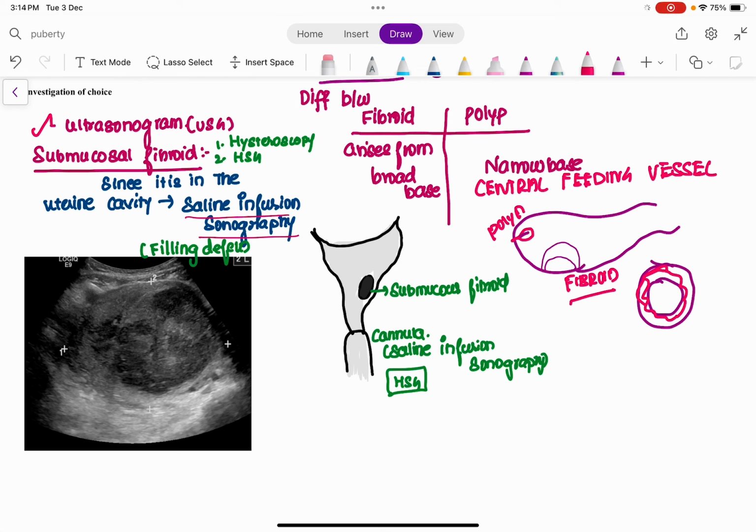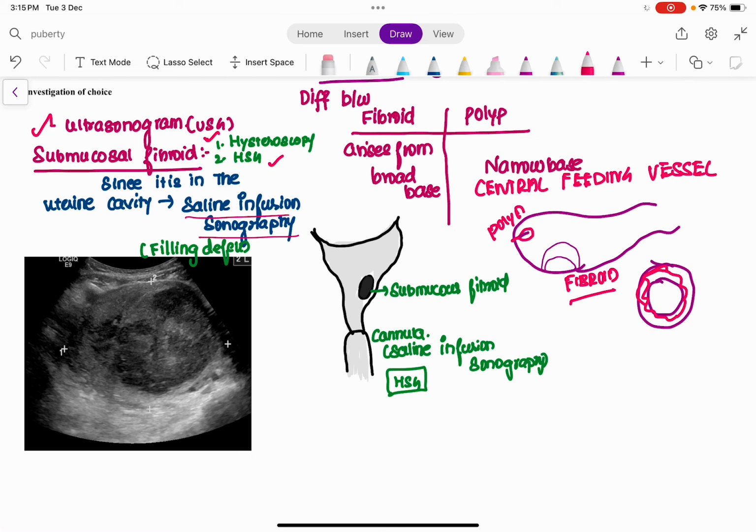Because the hysteroscope is an instrument with which you can visualize the interior of the uterus, and you can also visualize the tubal ostia, the cervix, the endocervix, and everything. So in order to inspect any fibroid, or any focal lesion situated in the uterine cavity, hysteroscope can be used as an investigation. If you do hysteroscopy, you will be able to see this submucosal fibroid which is situated in the uterine cavity. Or you can also do hysterosalpingogram.